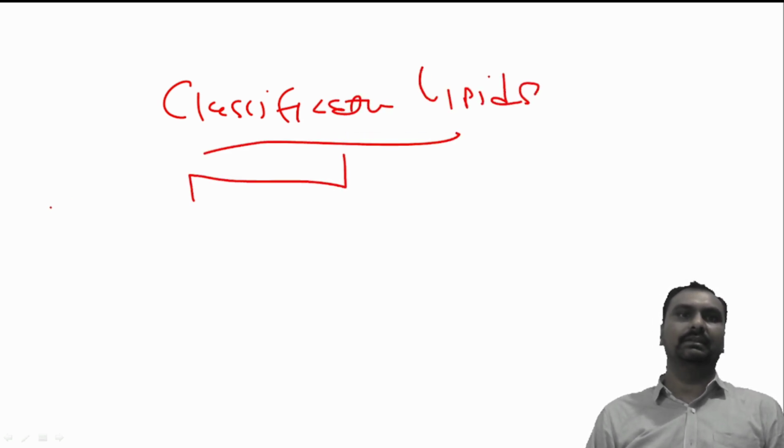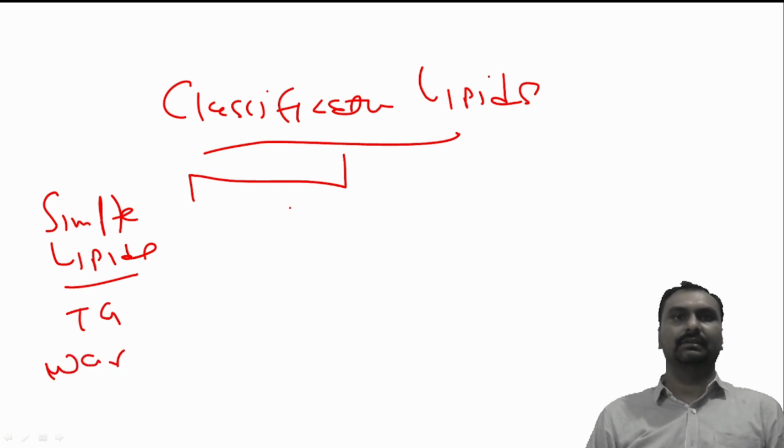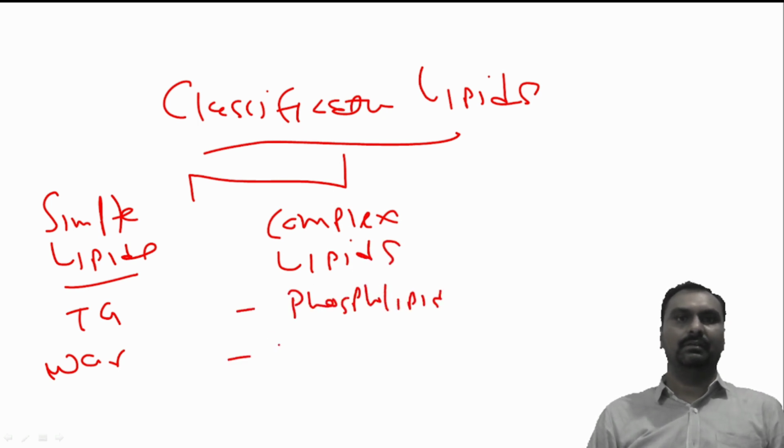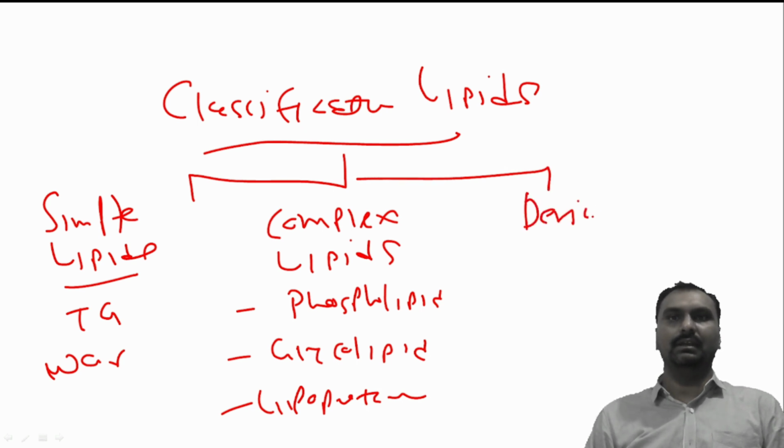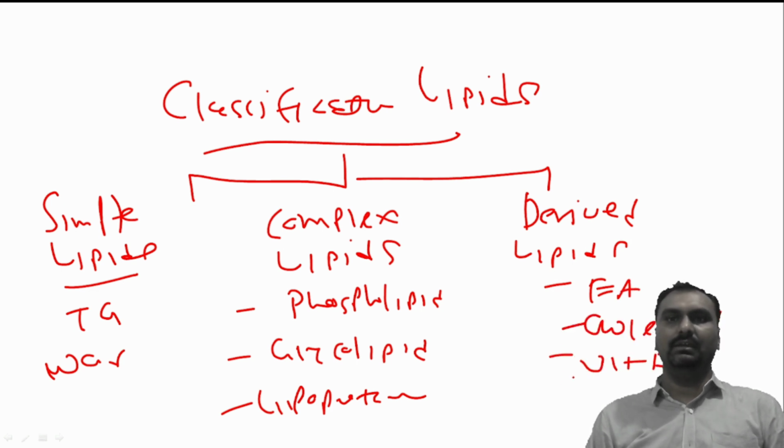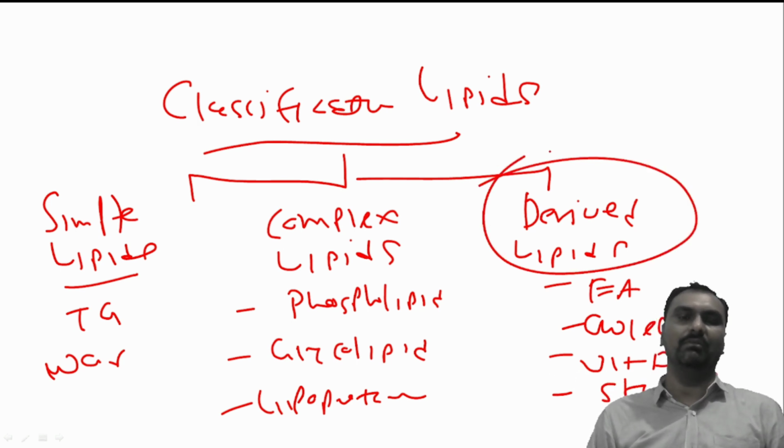So you can see they are classified into the simple lipids. Simple lipids, examples are triglycerides, wax. Then we have complex lipid. Complex lipid, examples are phospholipid, glycolipid, and lipoprotein. And last is derived lipids. Examples are fatty acid, cholesterol, vitamin A, vitamin D. The steroid hormones, bile salt, they all will be called derived lipids.